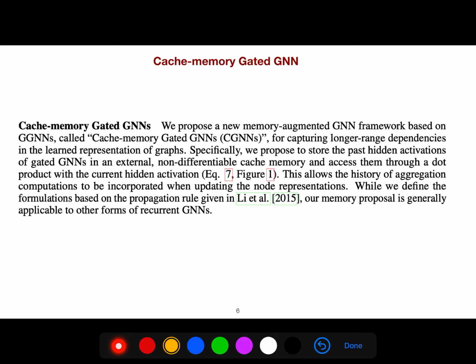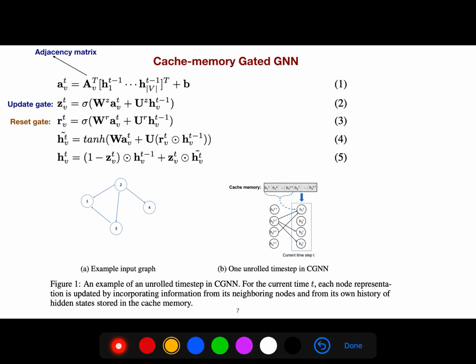So we propose a new memory-augmented GNN framework based on GGNN called cache memory for capturing long-range dependencies. They propose to store the past hidden activations of gated GNNs in an external non-differentiable cache memory and access them through a dot product with the current hidden activation. So there is a dot product with the current hidden activation. You store this is the history. You store all of the hidden states, and the rest of the thing is just classic, because gated neural networks.